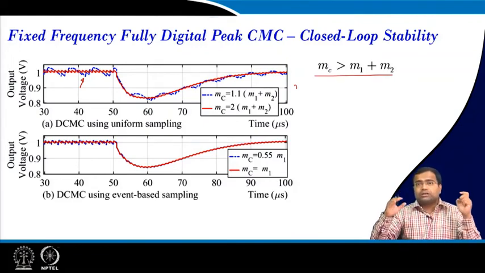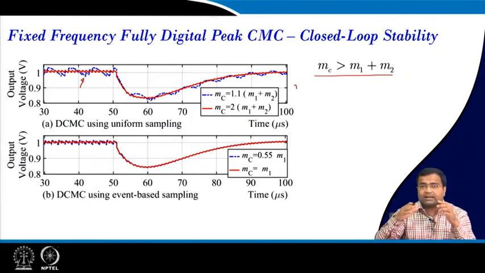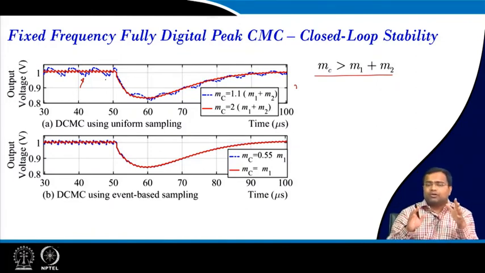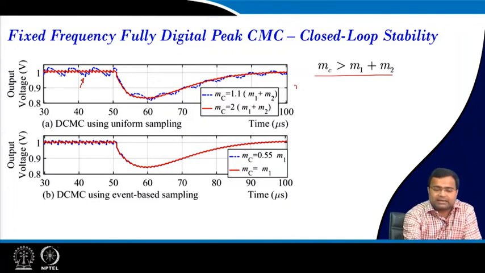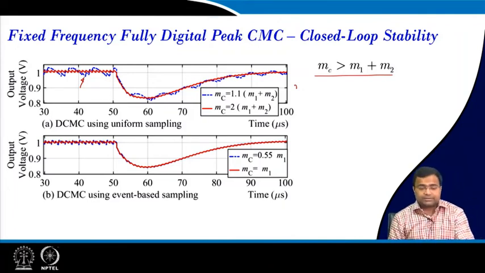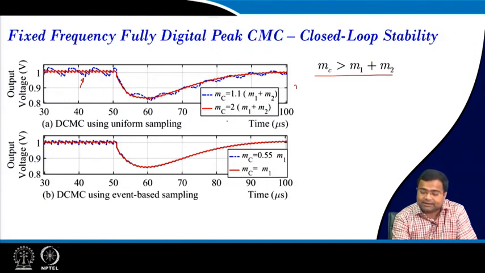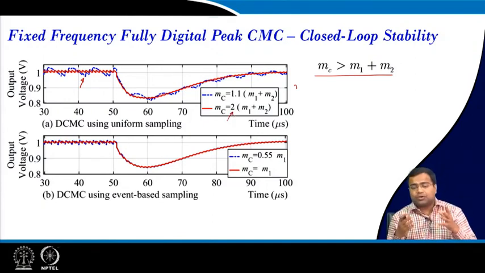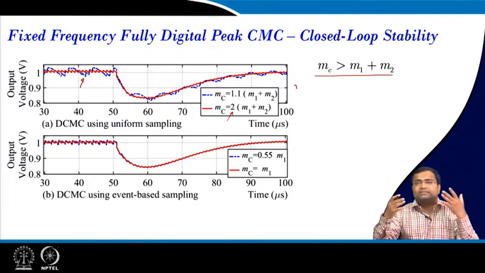So the condition you got is just for inner loop stability. But if you close the outer loop, because of the sampling effect and other effects, which we will discuss, the actual closed loop eigenvalues will go outside the unit circle and your closed loop becomes unstable, and that is shown by the blue trace. But if you increase further, then you can make it stable. So it is interesting to show how this MC should be selected, and that will depend on the controller gain.